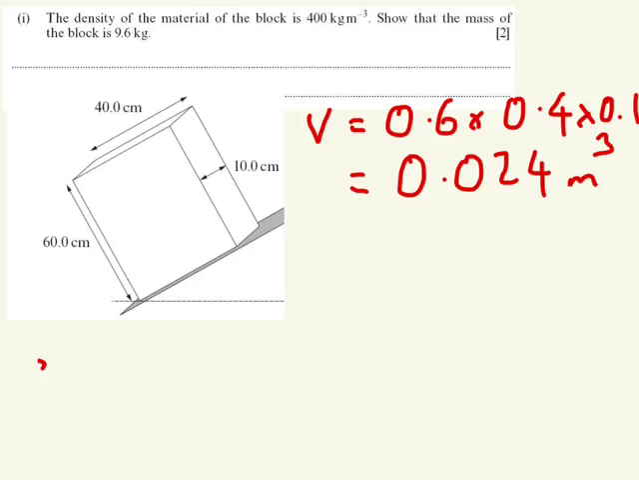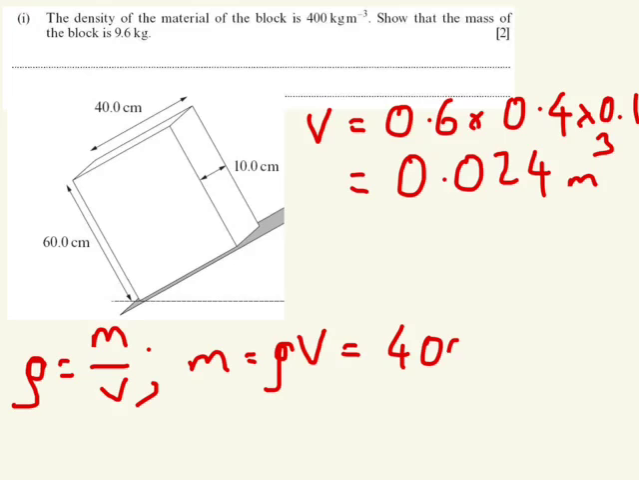We then know that density is given by mass over volume, so we can rearrange that to get mass equals density times volume, which is going to be 400, which is the density, times 0.024, which is the volume. Correction, that should be 0.024, which gives 9.6 kilograms.